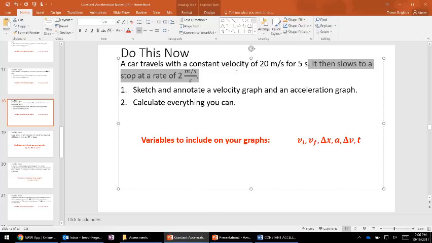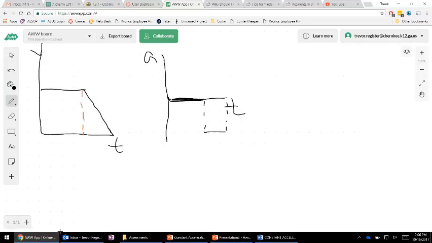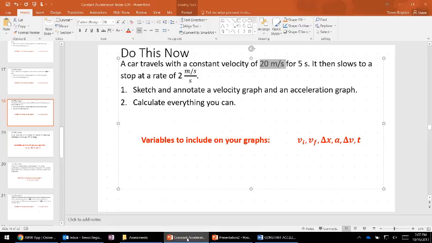So I go back over here. The car's initial velocity is 20. So I'll go over here, V_i equals 20, and it does that for five seconds.